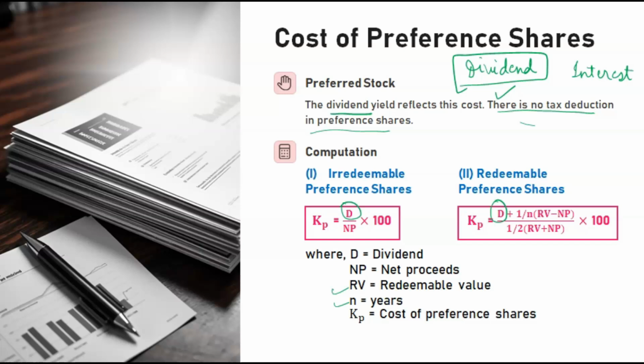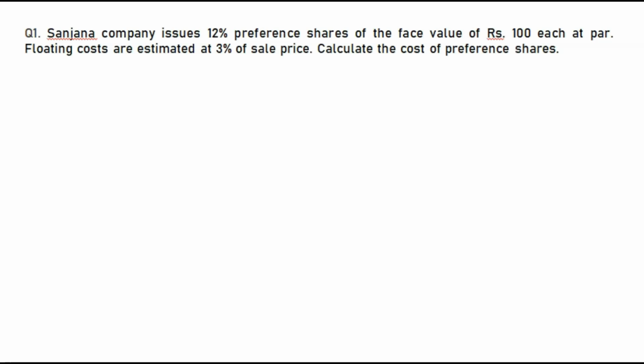RV, redeemable value, because the value will be given and the time duration will be given: after how many years that value is going to be received, and what value we are going to get. So these two things will be increased. Rest all things are same. D and NP. D is dividend, NP is net proceeds. So let's move towards solving the question. So this is the first question. I hope the concept is clear.